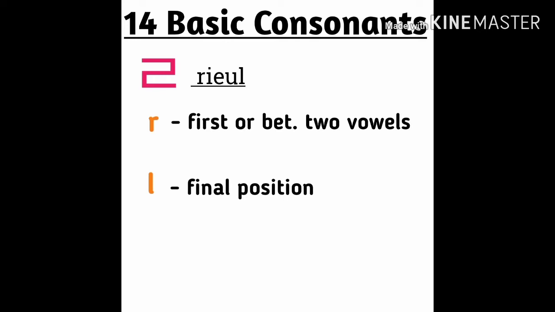Next basic consonant is the consonant riel. Riel has two rules. First, when it is in the first position, it will sound as R. Between two vowels, it will sound as R. So, for example, this word. Because the riel is between two vowels, it will sound as R. This is nara. Another rule is, when it is in the final position, it will sound as L.